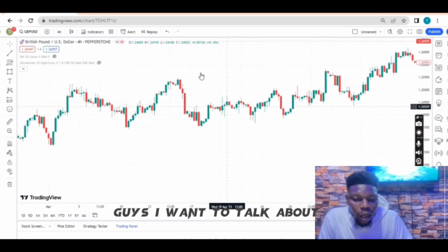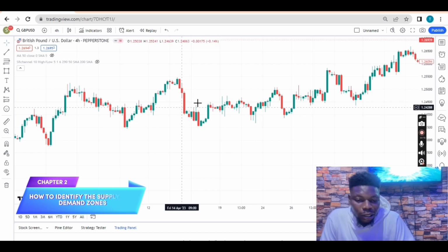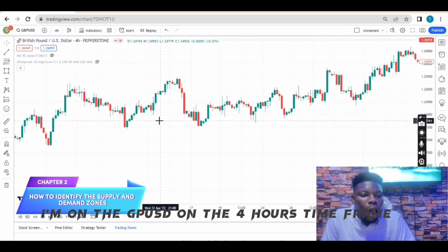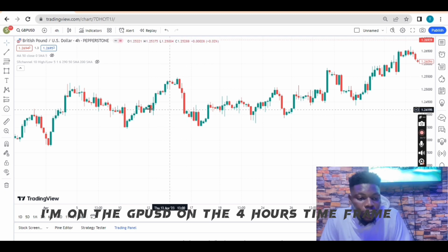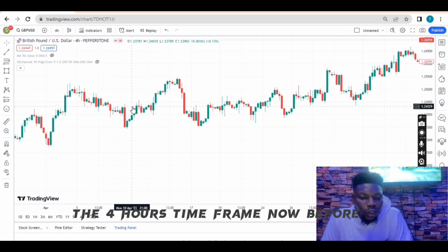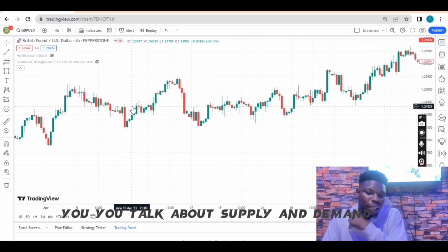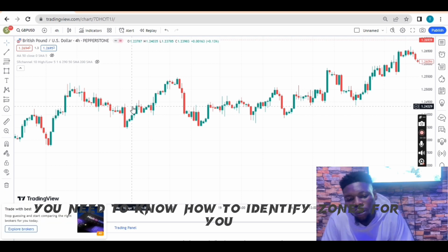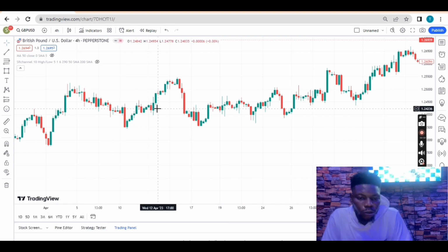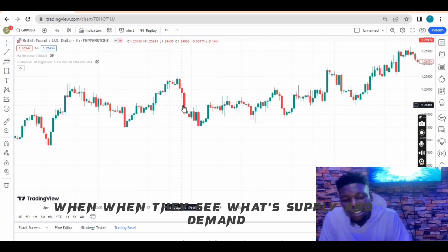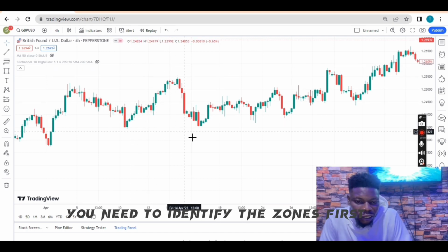Guys, we're going to talk about how we can identify the supply and demand zones. So I'm on the GBP USD on the 4 hours time frame. Now, before you talk about supply and demand, you need to know how to identify the zones. So when they say what's the supply and demand, you need to identify the zones.